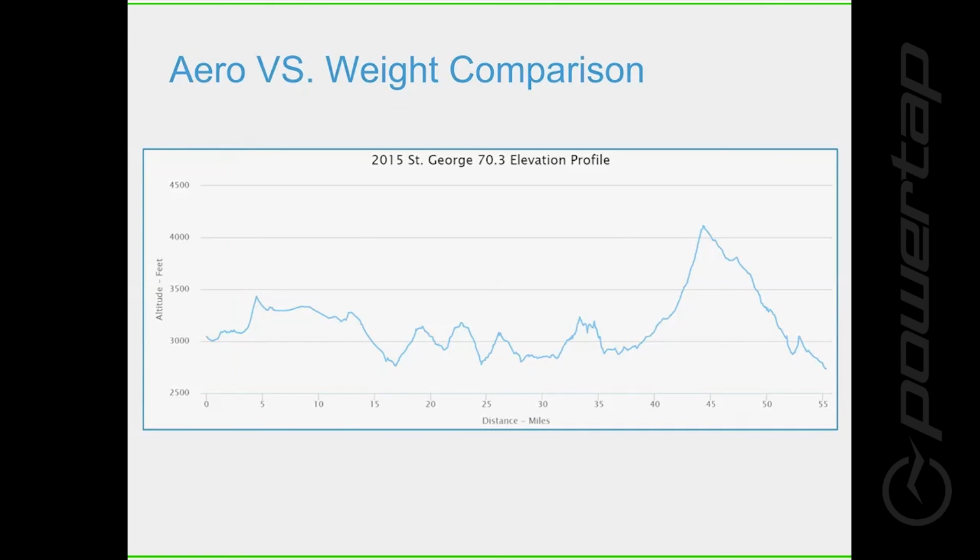I mentioned this, and this is a good example. Ironman St. George 70.3 is a hilly course. It is a very hard course, and the U.S. Pro Tour, or the U.S. 70.3 Champs, was there this year.